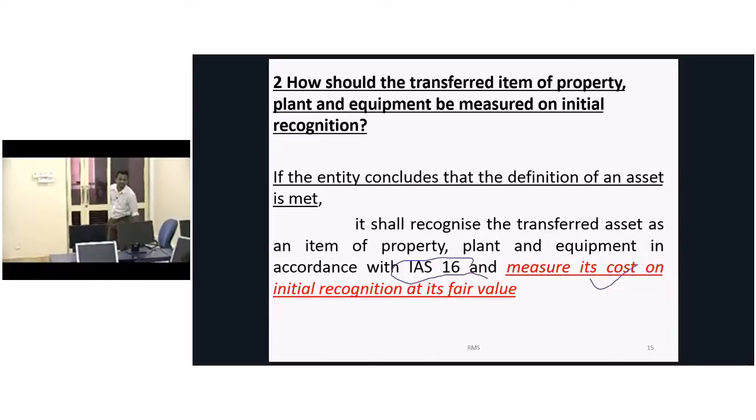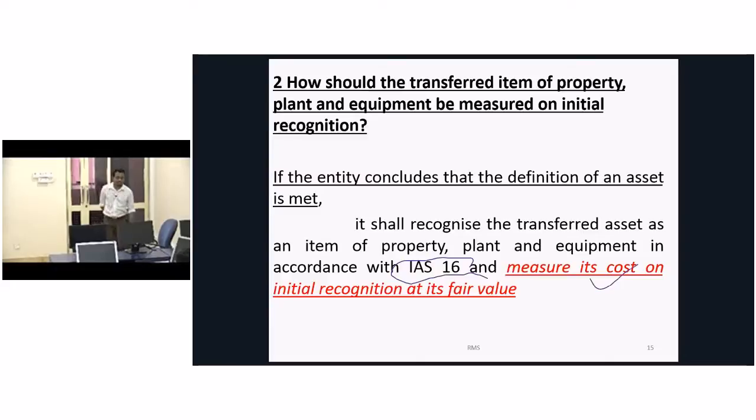Why do you say like that? Customer will pay money. Company will construct it. Sometimes when the company constructs it, you can't see the actual cost of that. If the actual cost is not appearing, take the fair value of the same and consider it as the initial cost.